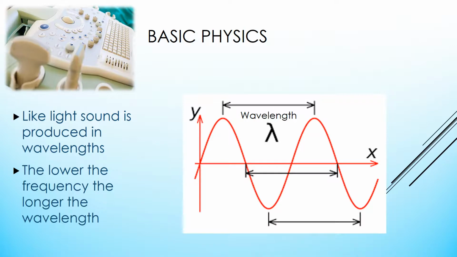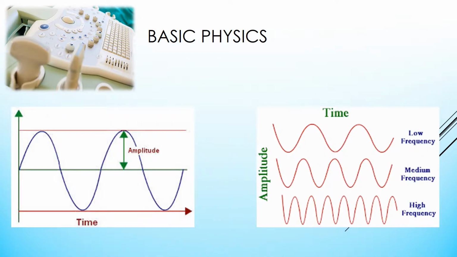Like light, sound is produced in wavelengths. The lower the frequency, the longer the wavelength. Here we see the upstroke or compression, and the downslope is the rarefaction of the wavelength. Here we see a waveform with compression and rarefaction. The lower the frequency, the longer the wavelength. Also, please keep in mind that ultrasound waves are considered longitudinal waves as opposed to transverse waves.